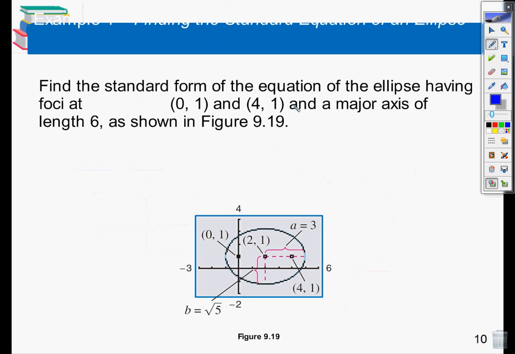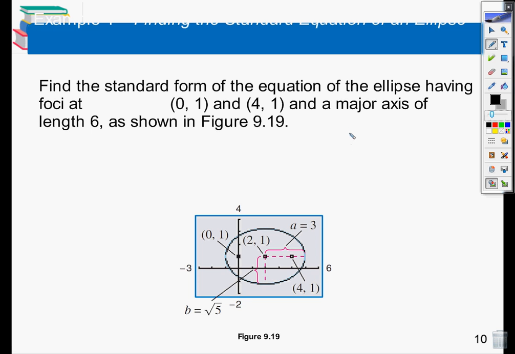Now let's look at the first example where I want to create the standard form of an ellipse that has specific foci, (0, 1) and (4, 1). And we also know that the major axis has length 6. Okay, so there's a lot of information there. Only really 3 sets of numbers, but there is a lot of information there that we can go for. So let's see what we can do.